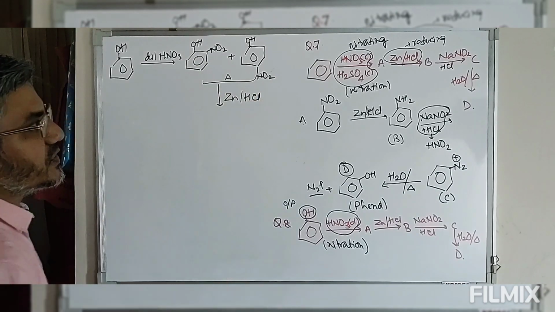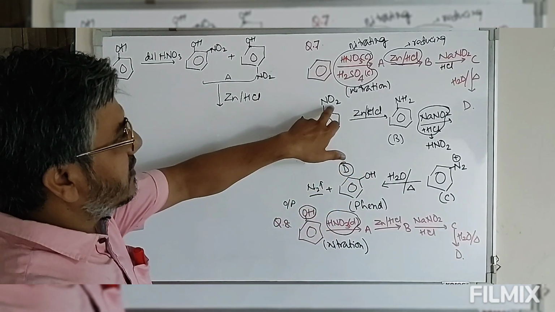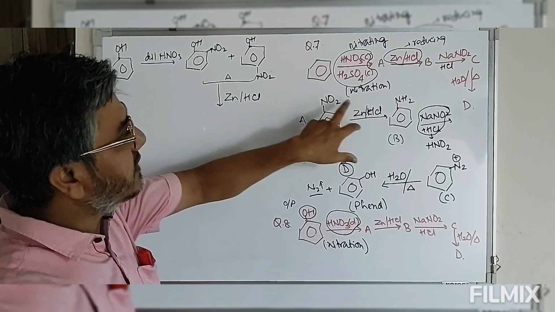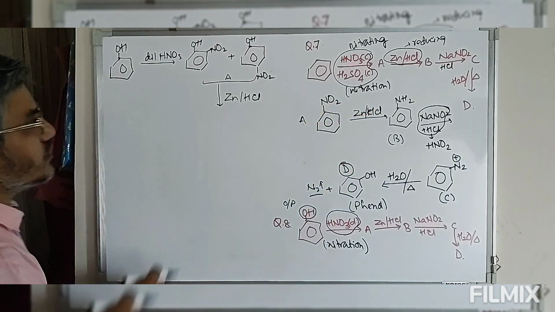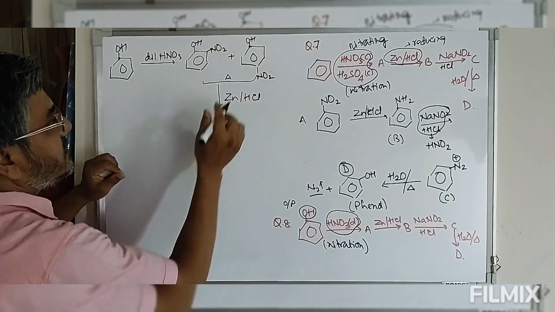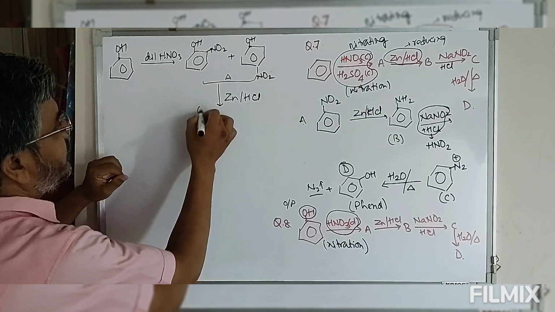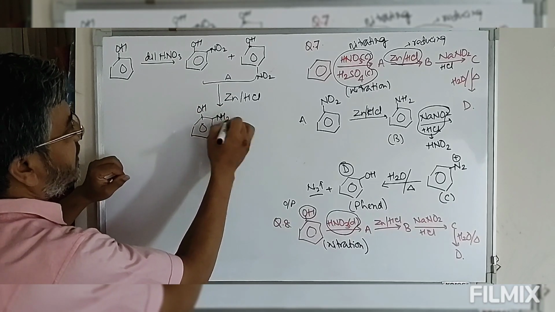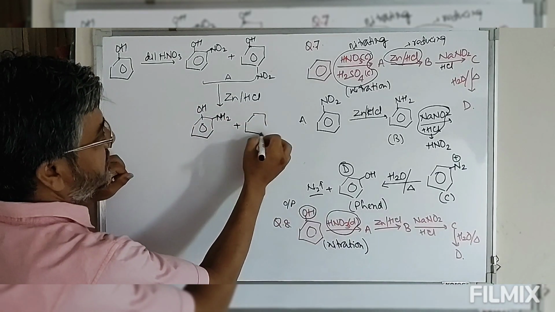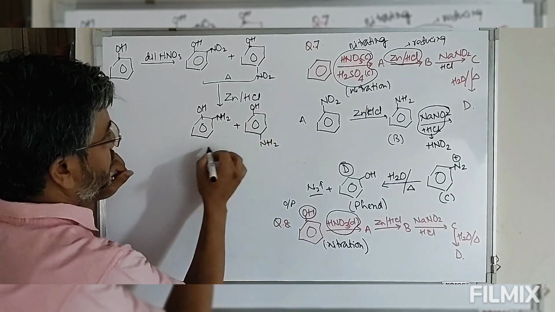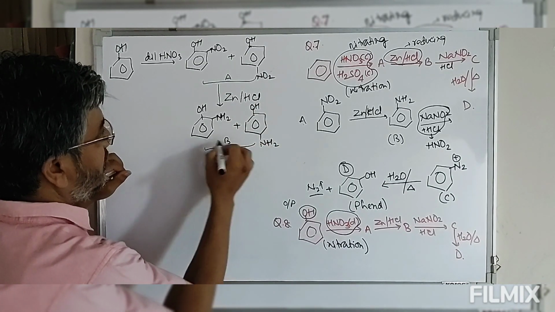Now we have shown the reaction earlier. Nitro group on reduction with zinc HCl, nitro group is reduced to NH2. So we have this reducing agent where nitro is reduced to NH2. So we have OH, NH2 and this para isomer OH, NH2. So this is our B.